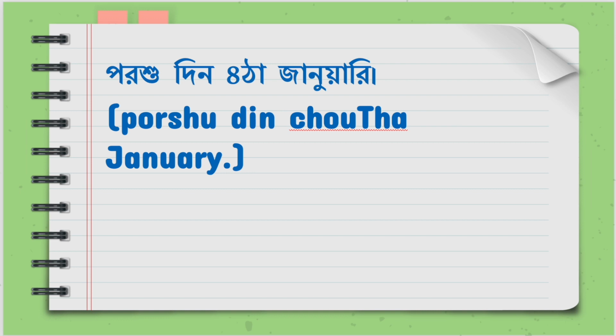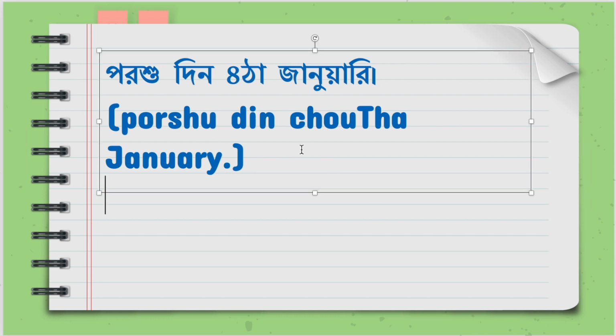So I'm giving you a Bangla sentence, that is porshu din 4ঠা January. So you will have to translate that into English. You can understand this is Bangla 4. It looks like English 8 though, but remember this is Bangla 4. Okay, Porshudin Chautha January. So please translate this into English.